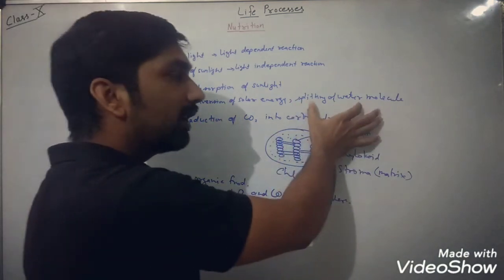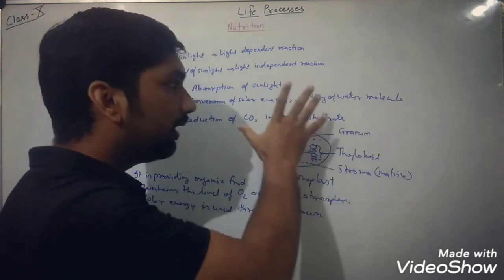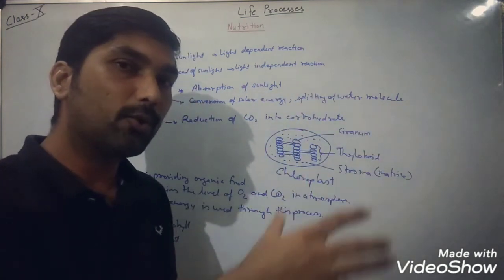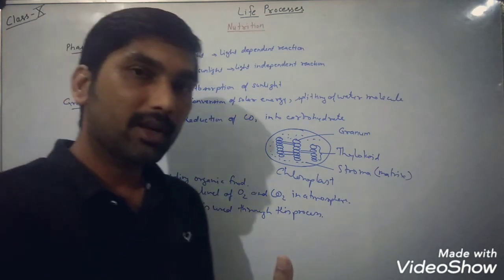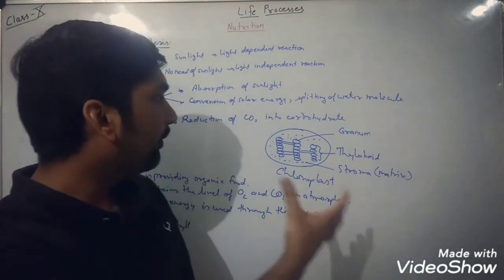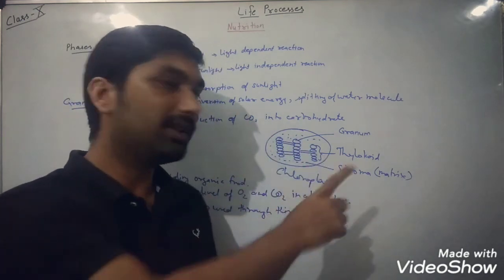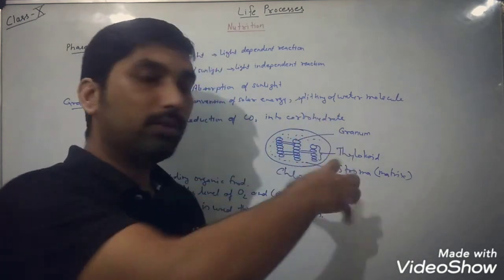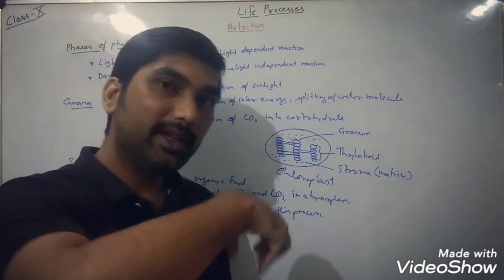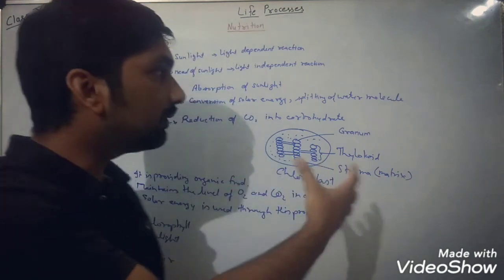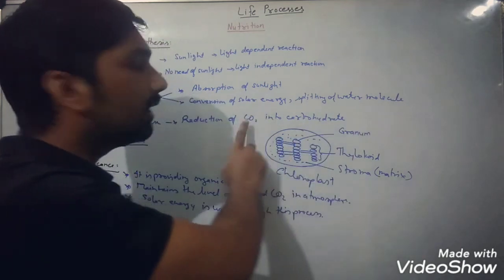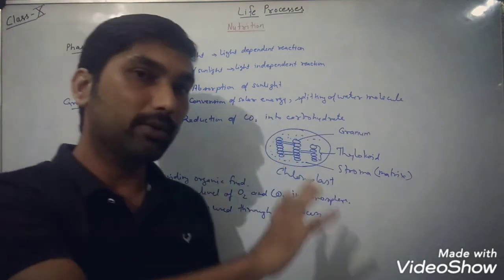About this splitting of water molecule, remember always that if the question asks where the oxygen gas released during the process of photosynthesis comes from, from carbon dioxide gas or from water, you have to remember that the oxygen is released during photosynthesis from the water molecule, not from the carbon dioxide gas molecule.